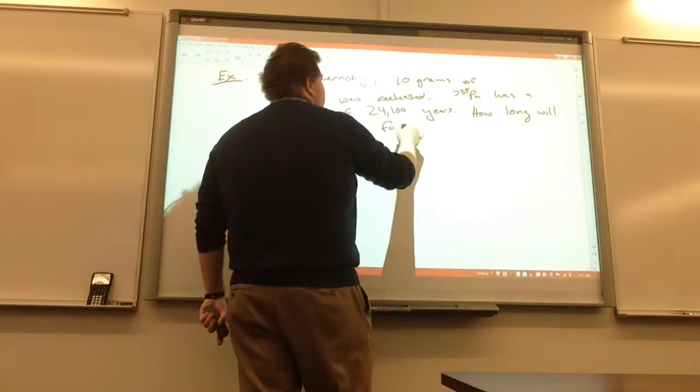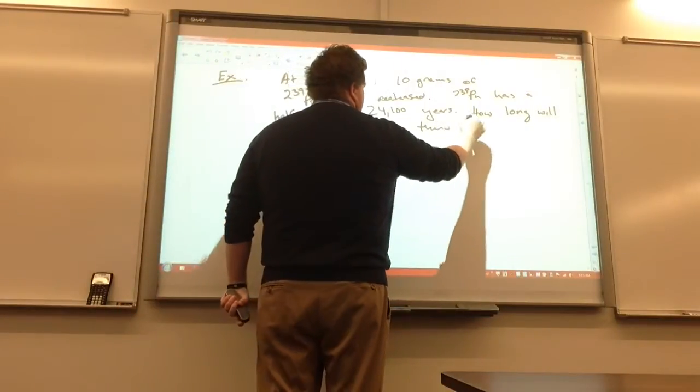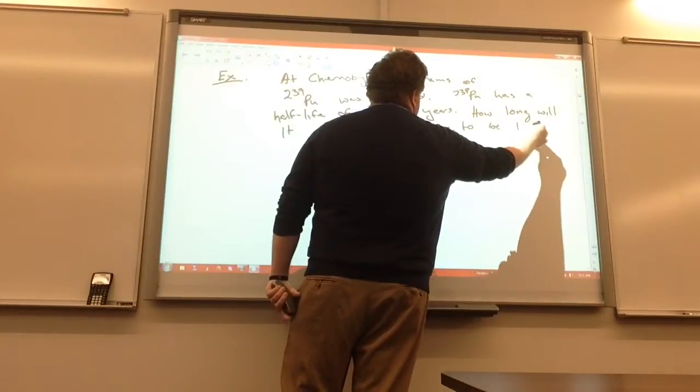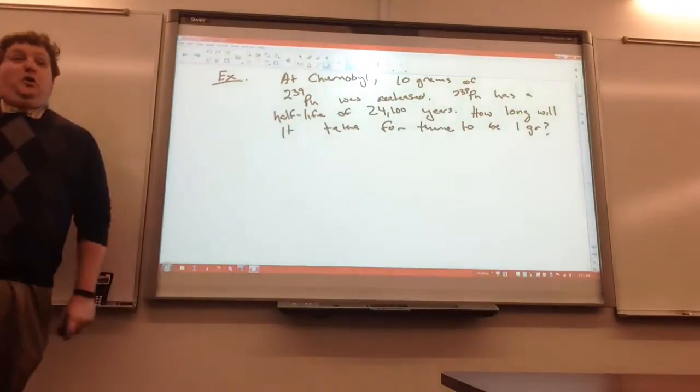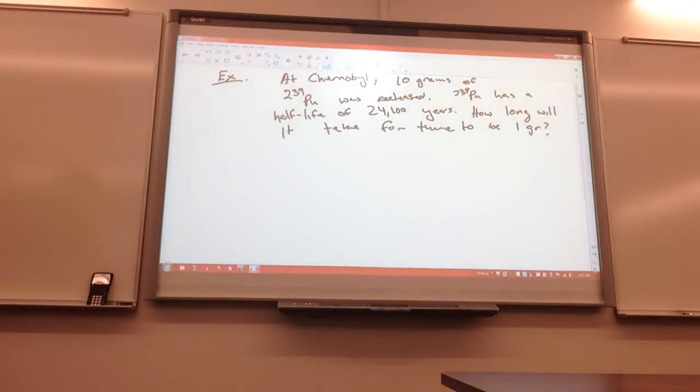So basically, we're trying to figure out how long it would take for there to only be 1 gram of this plutonium left, after the 10 grams were released. By the way, a whole lot more than 10 grams were released at the actual Chernobyl experiment. And I'm not sure if it was plutonium they were using. Was it uranium-235? Which is equally as awful. But you get the idea.